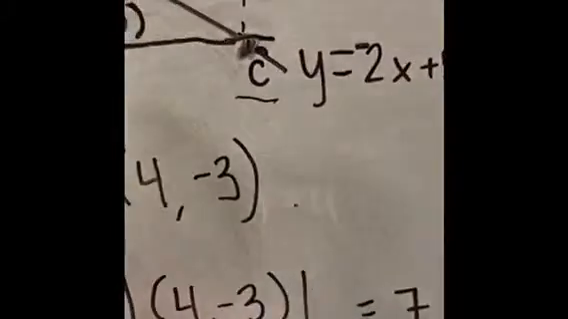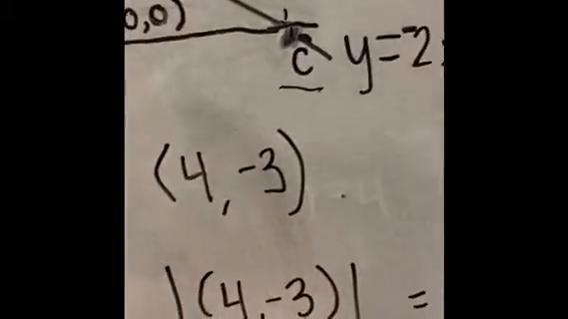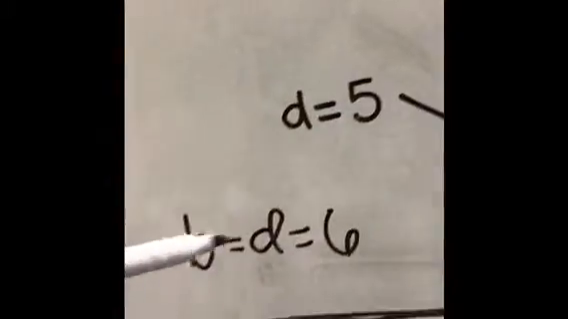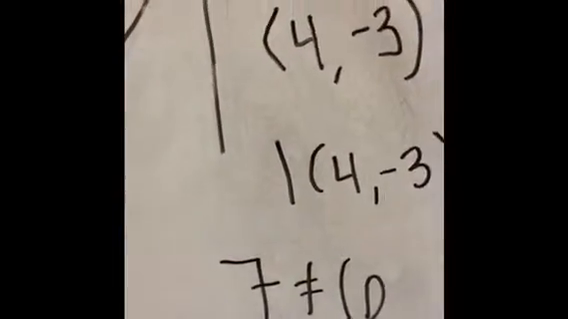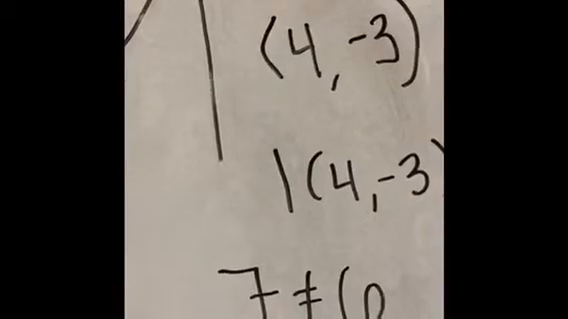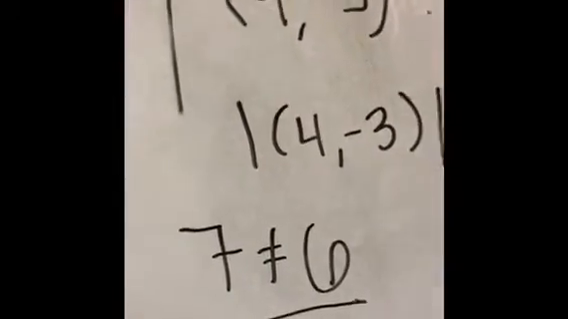We got a total answer of distance equaling 7, but our original distance answer here was 6, and because 7 does not equal 6, we then just proved why not every Etch-a-Sketch reflection is an isometry.